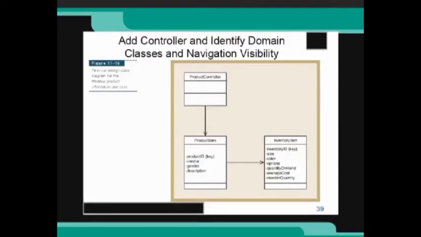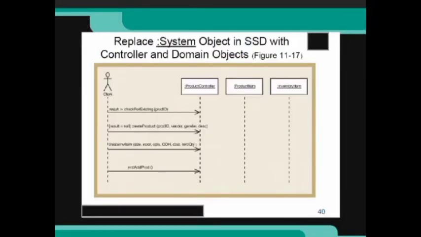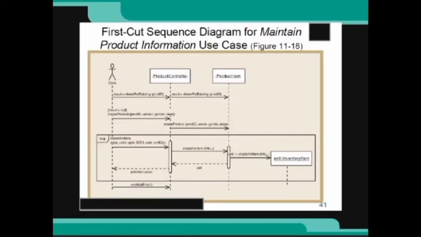Now, we will add other objects in the system. These are product controller, product item, and inventory item. We will replace the system with the controller, and this will be the view layer class, while product item and inventory item will be the domain objects. Now here, we will see the first cut sequence diagram.